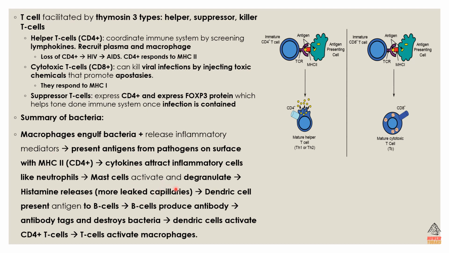And then mast cells activate and release histamine and degranulate. So remember, degranulation helps with releasing histamine and the inflammation, and histamine makes capillaries leaky. Then the dendritic cell presents antigen to B cells, and then B cells produce the antibody, and then the antibody tags and destroys bacteria. Dendritic cells activate CD4 plus T cells, and T cells activate macrophages. So that's the cycle of how a bacteria is engulfed.